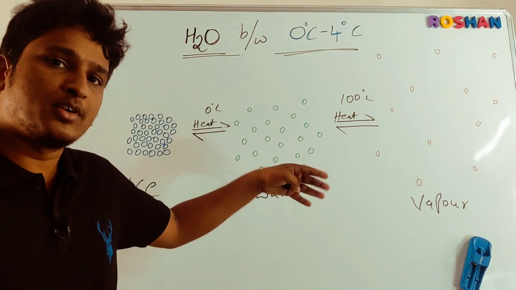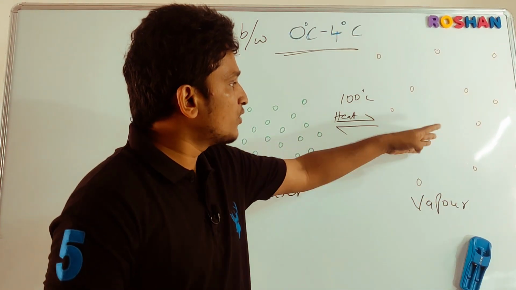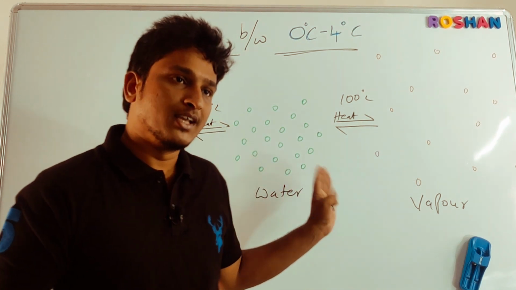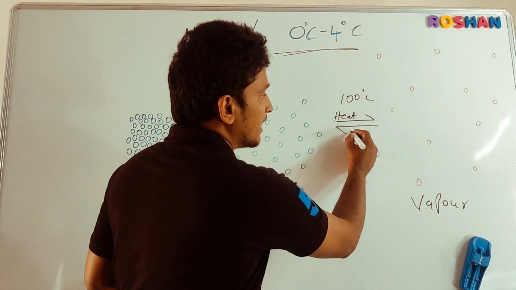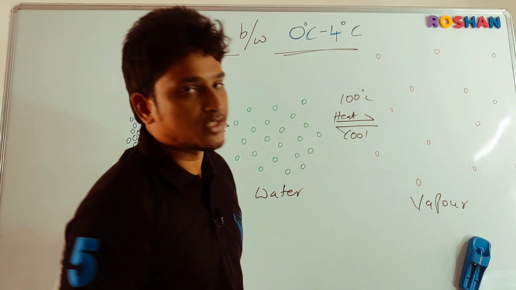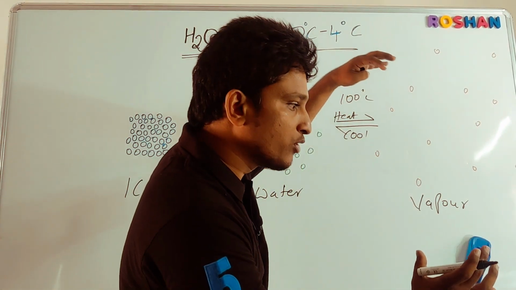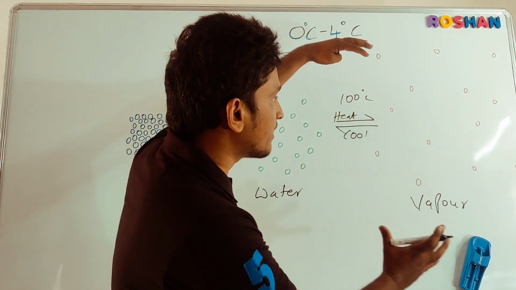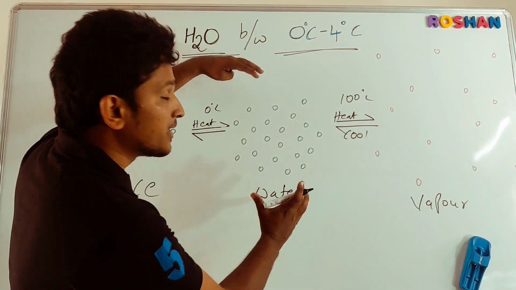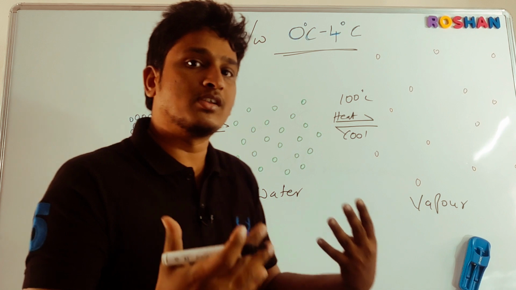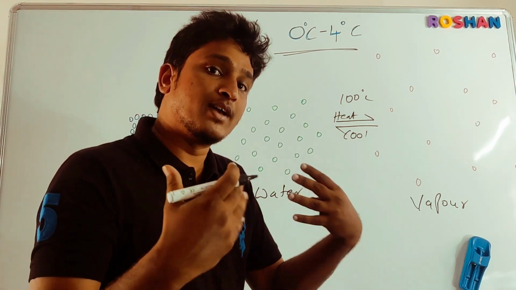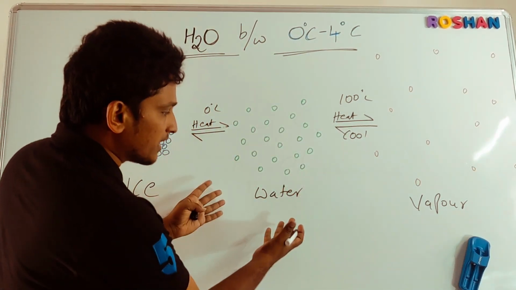So what about the opposite process? How do we convert a vapor into the liquid form? Here we need to reduce the temperature, that means we need to cool. When we cool, all the molecules try to contract, they lose energy and they try to occupy very little space. The intermolecular forces of attraction get much stronger. So they convert into liquid.